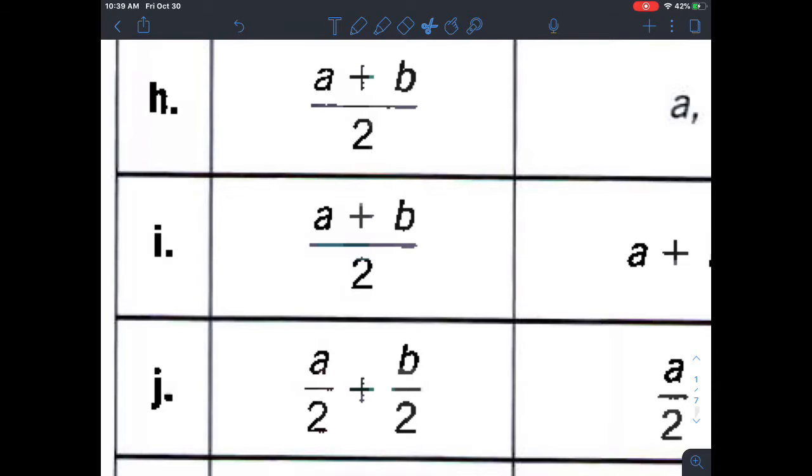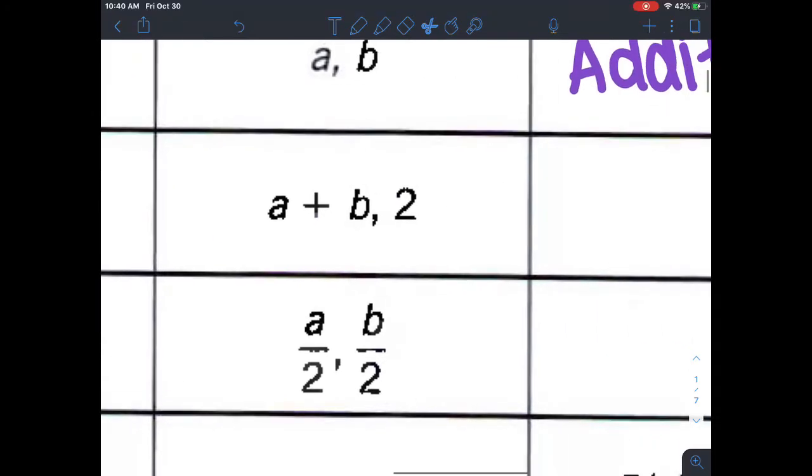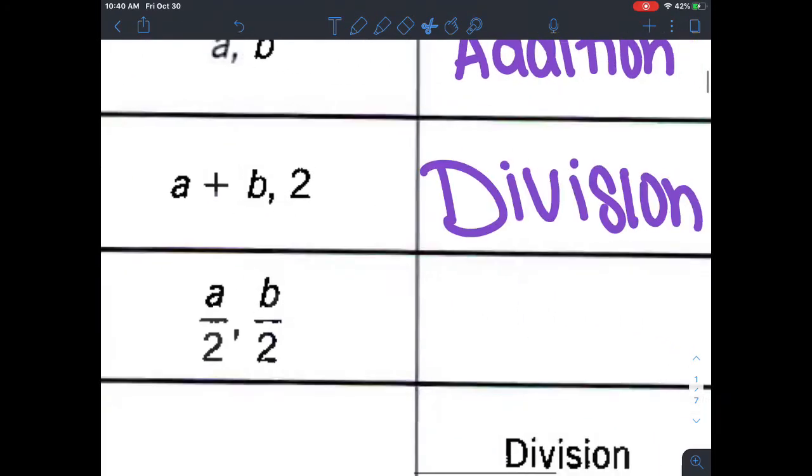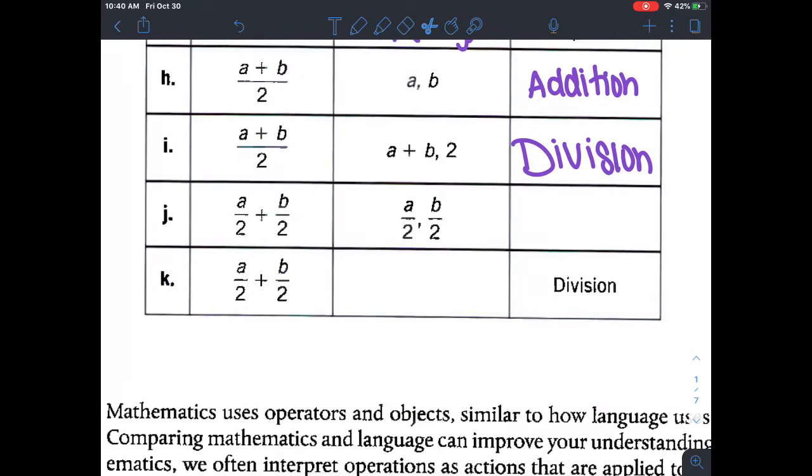And then same expression, a plus b divided by 2, but now we're looking at a plus b and 2. What operation is being performed on those two objects? We are dividing those two with a fraction division bar. Next, we have a divided by 2 plus b divided by 2. So we're looking at what are we doing to a divided by 2 and b divided by 2. We are adding them together, thus the addition symbol.